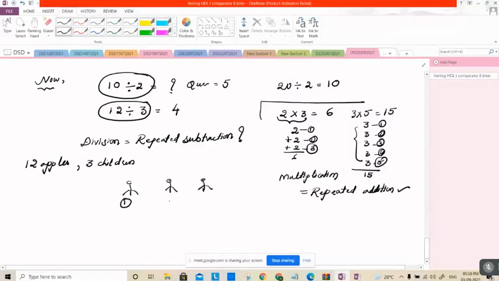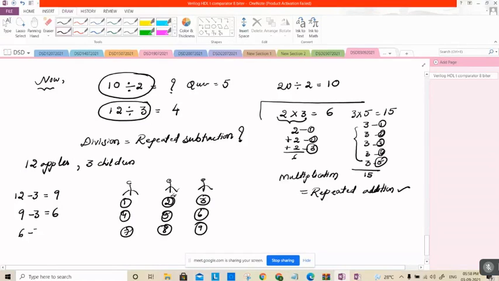So first apple will be given to him, second apple, third apple will be given to him. So 3 apples are given. 12 minus 3 is equal to 9. Then again, I will give the fourth apple here, fifth apple, sixth apple. Now six apples are there. This is seven, eight, nine. Now three apples are there. This is 10, this is 11. Three apples will be distributed for three, and I'll be left with zero.